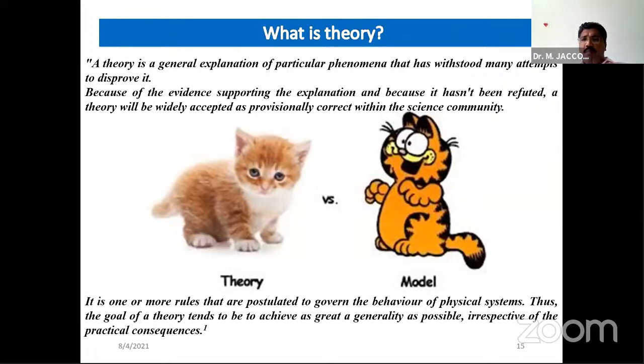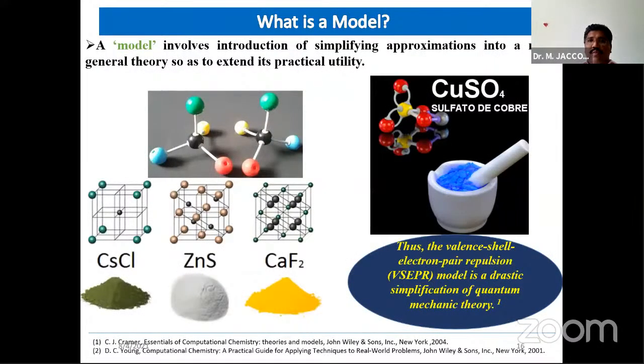You can take any kind of model as you wish. When you ask me to draw a cat, I can't exactly pinpoint the way the cat looks. I can draw whatever way I can pinpoint. That's what a model is. So a model is an introduction of simplifying approximation into a more general theory like VSEPR theory. This is fundamental in terms of representing the molecular geometry. Even when you try to fix the hybridization of the molecule, we need to know the valence shell electron pair repulsion theory.